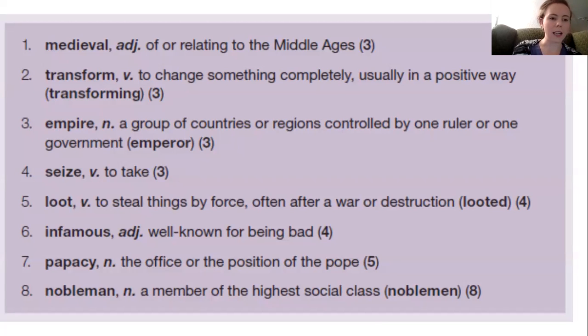The next word is an interesting word. It's papacy, P-A-P-A-C-Y, which is a noun. It's a thing. Papacy is the office or the position of the Pope. The Pope is the leader of the Catholic Church. So kind of like the presidency is the office of the president, the leader of the country. The papacy is the leader of the Catholic Church, the Pope.